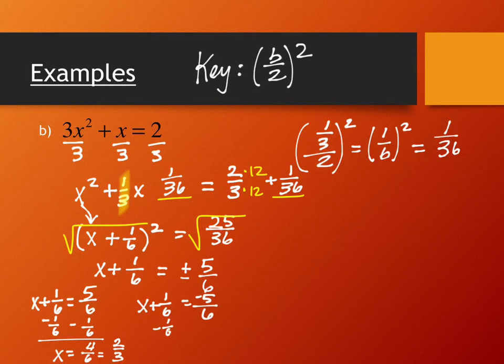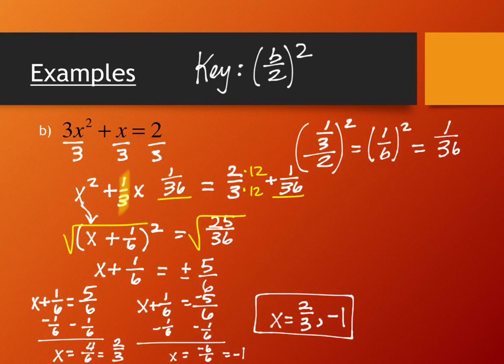So that's one of my answers. Here, when I subtract my 1/6, negative 5/6 minus 1/6 is negative 6/6, which is negative 1. Sorry, my negative's missing. Let's try that. So my two solutions are actually 2/3 and negative 1.